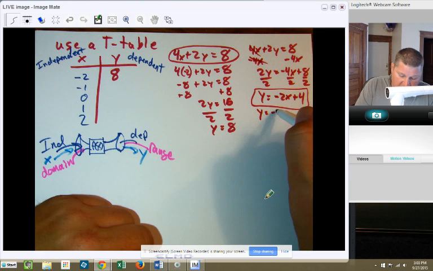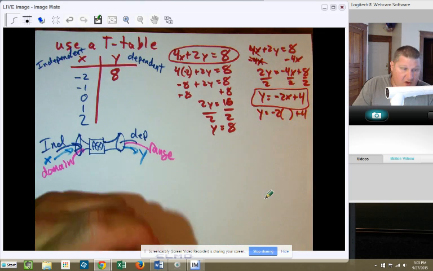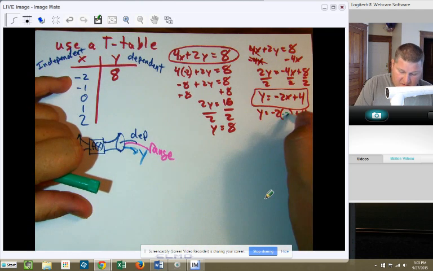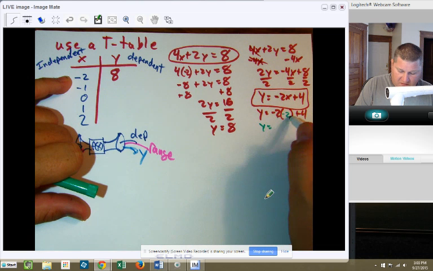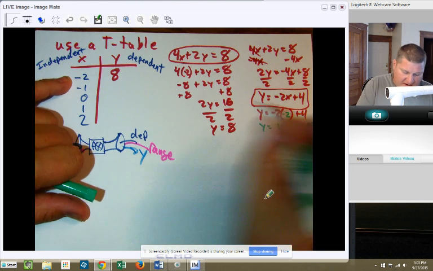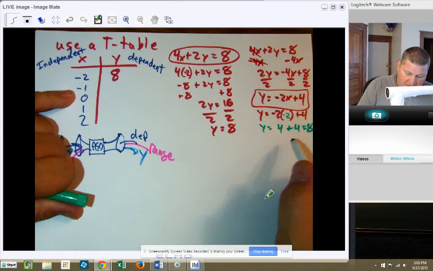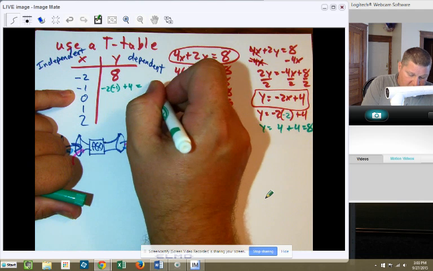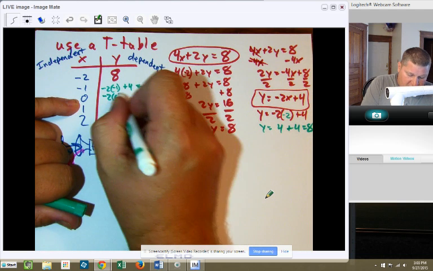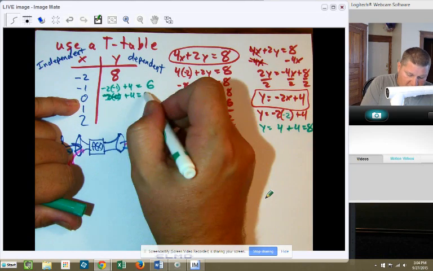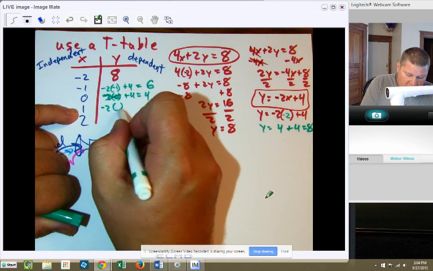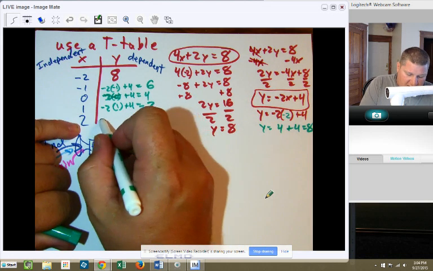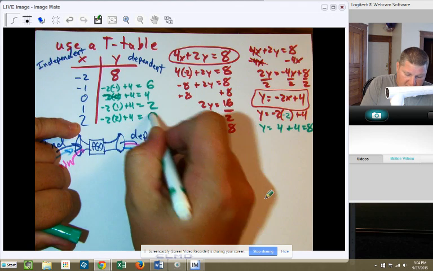So y equals -2 times something plus 4. Let's start by plugging in -2. y equals -2 times -2 is 4, plus 4 is 8, and that's what we put over here. Now, I could say -2 times -1 plus 4. That's going to be 6. -2 times 0 plus 4 equals, well, that's gone, so that's going to be 4. And -2 times 1 plus 4 equals, now -2 and +4 make 2. And I have -2 times 2 plus 4, which is going to be 0.